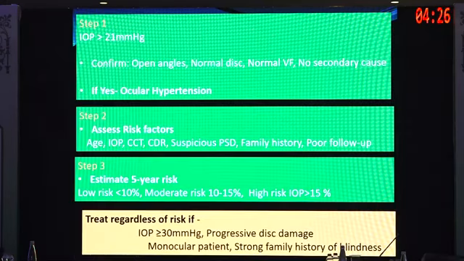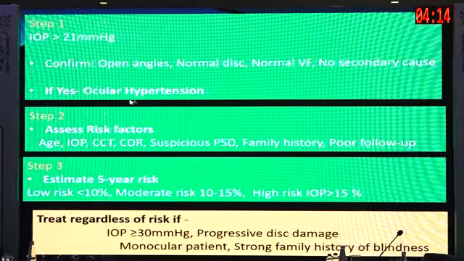So step 1 in treatment of OHT, if IOP is more than 21, we need to confirm open angles, normal disc, normal visual field, no secondary cause. And if everything is normal and IOP is high, then of course it is OHT, that's the diagnosis. Step 2 is assess the risk factors: age, IOP, CCT, CDR, suspicious PSD, family history, poor follow-up.